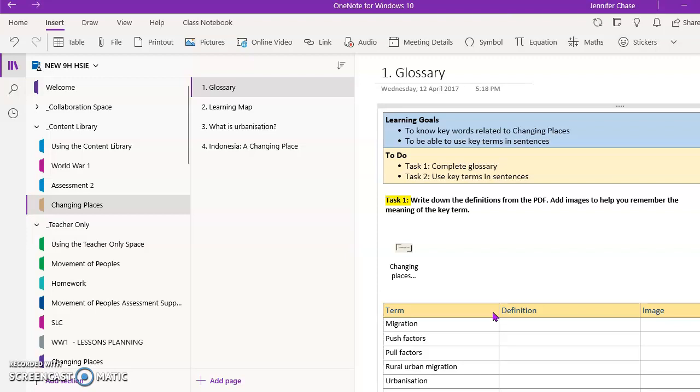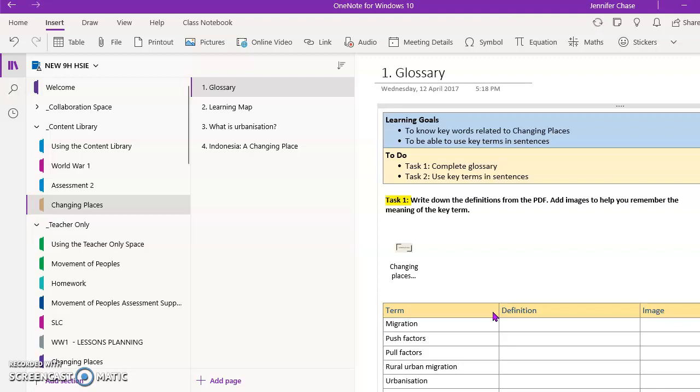Hopefully this lesson is pretty self-explanatory. We are going to go over a glossary of some key terms for the changing places topic, which is all about the growth of cities, urbanization around the world, and reasons for that and consequences of that, and also migration within countries and globally as well.